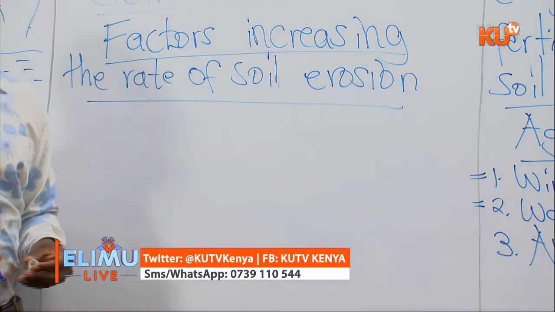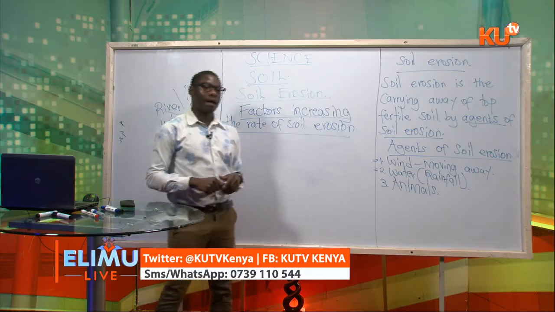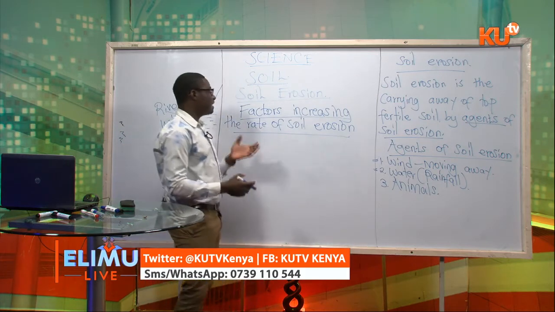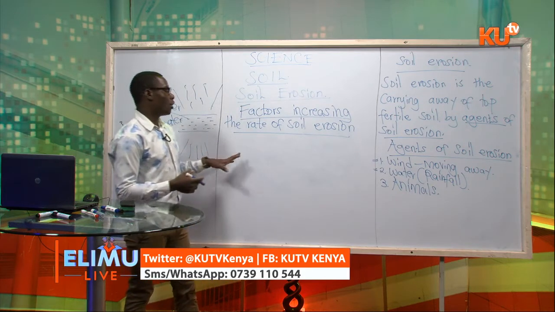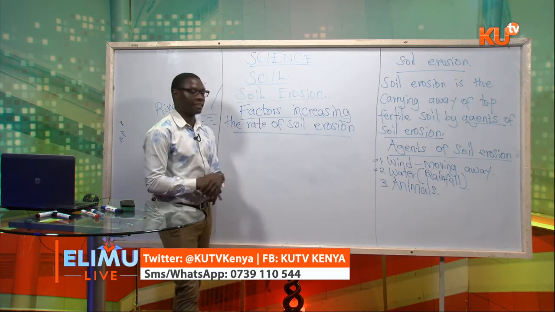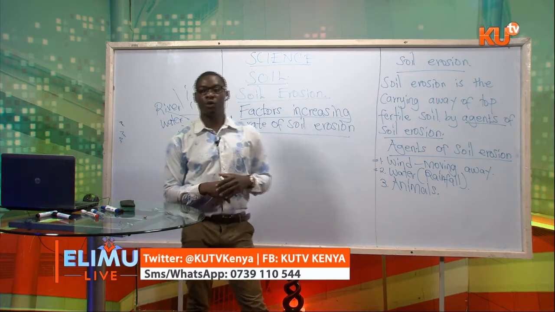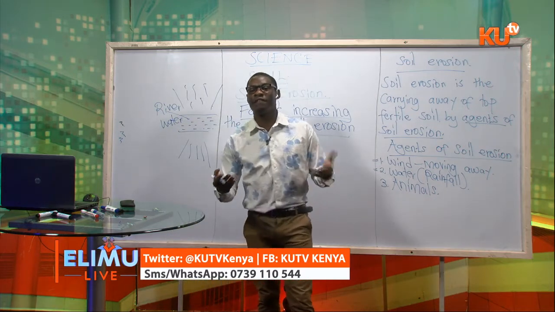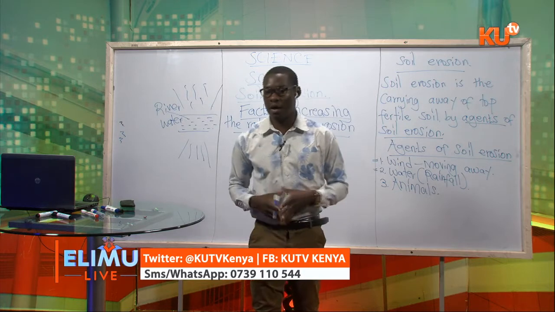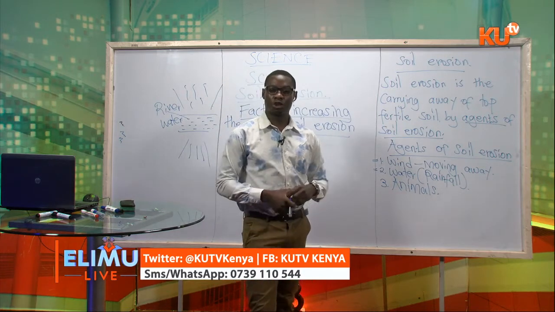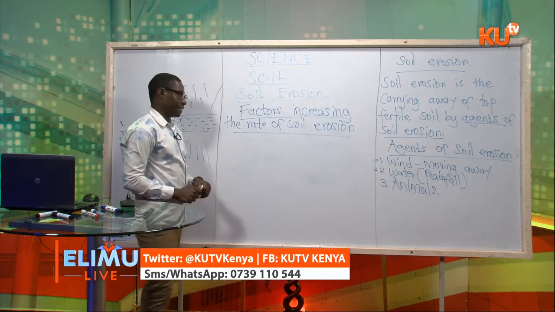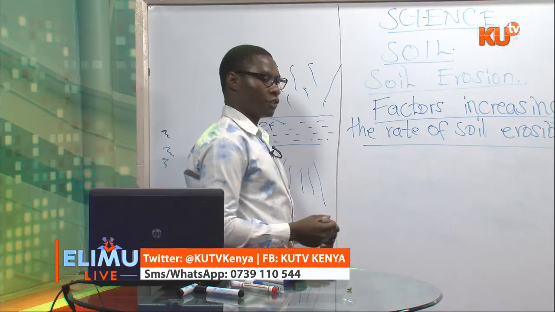When I talk about factors that increase the rate of soil erosion, I'm trying to bring to you the things that will make soil erosion to be more in a specific place and to be less in another place. So that's what I refer to as factors increasing the rate of soil erosion. You realize that the rate of soil erosion is always different depending on some other factors. We might find some places soil erosion is so high. We might find some places whereby soil erosion is not as high as compared to other places. So let's look at the factors increasing the rate of soil erosion.